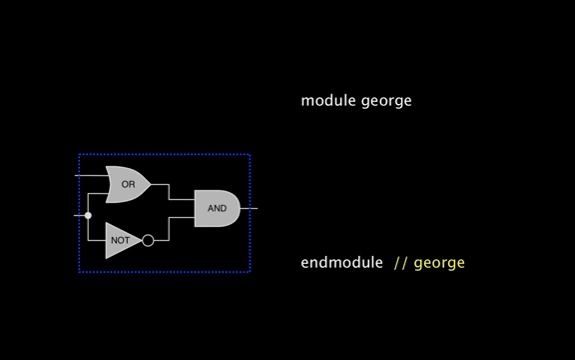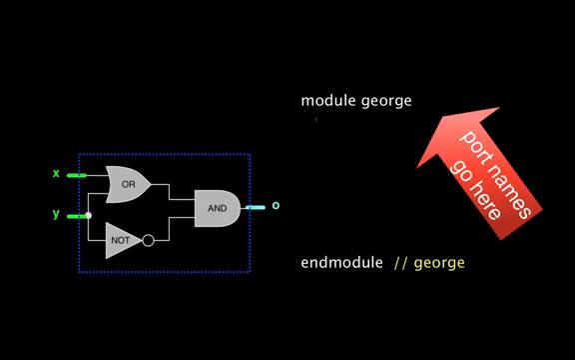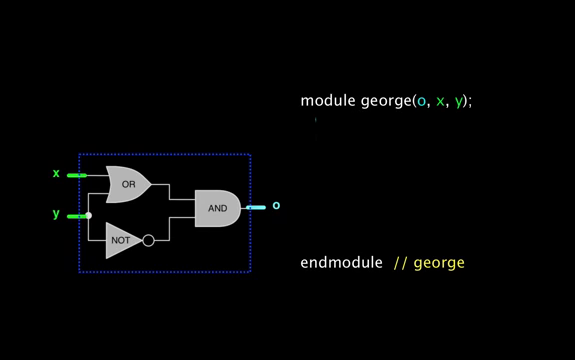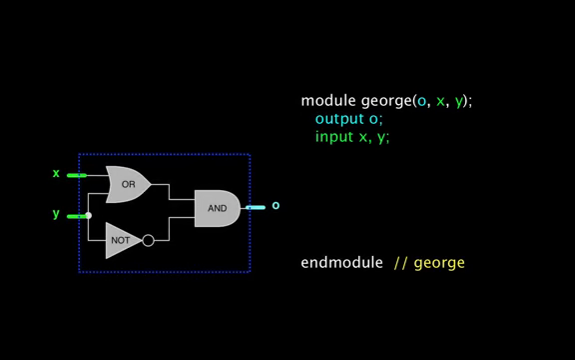Next, we describe how the module connects to the outside world using what are called ports. Our example module has 3 ports, and each of these needs to be given a name. We then tell Verilog whether these are input ports or output ports. Notice that when I listed the ports on the first line, I put the output ports first, which is a common convention.